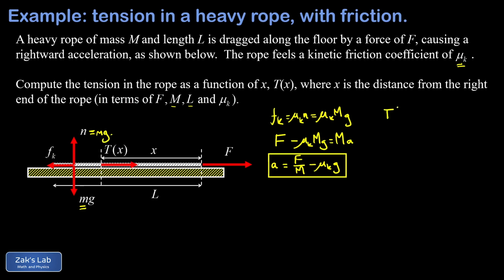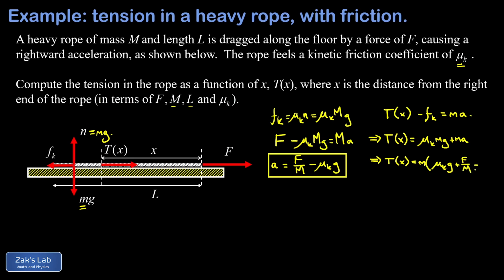So I can write that T as a function of x, minus f_k, the force of friction on just that little section of the rope, is equal to the mass of that little section times its acceleration. So we can solve for T of x here, and we'll plug in some details about the friction force. The friction force is mu k times the normal force, or mu k little mg. So our tension at the location of x is mu k little mg plus little ma. We can factor the little m out of this, and then we just have mu k g plus a in those parentheses. Well, a is big F over big M minus mu k g.